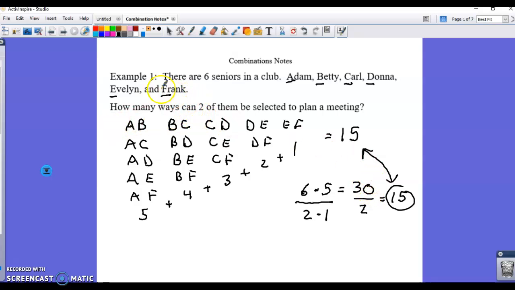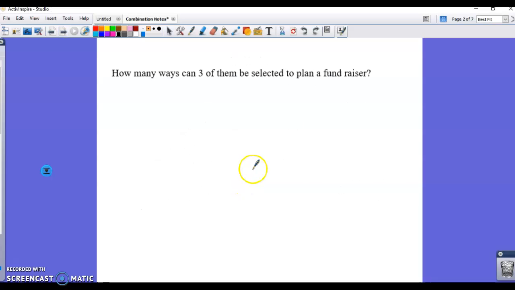All right, so moving on. Now there is a sheet of notes on your Canvas. Hopefully you've printed that out or are looking at that as we go along. All right.